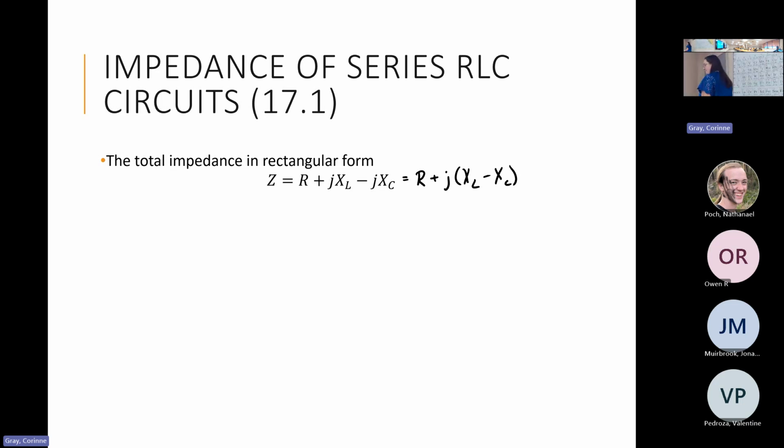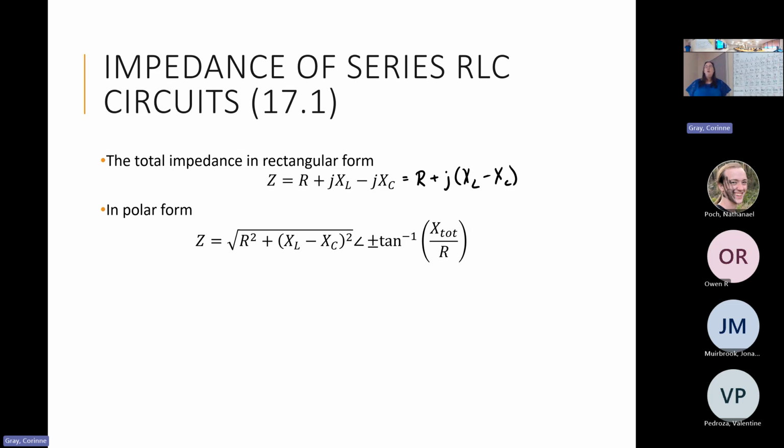Why do you assume that? This makes more sense mathematically. Yeah, so you are going to see it where it's the real part squared plus the imaginary part squared. It is only in the inverse tangent part where we see the X total part, and again, that is XL minus XC.